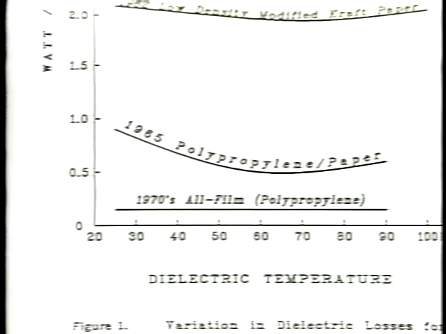Capacitor manufacturers, realizing that the polypropylene was doing this for the system, obviously began to think about the possibilities of going to a completely all film or all polypropylene capacitor system. And in fact, that is the case. At the end of the 1970s, the all film polypropylene capacitor appeared on the market, and one can see that there's a tremendous reduction in the internal losses for this particular capacitor.